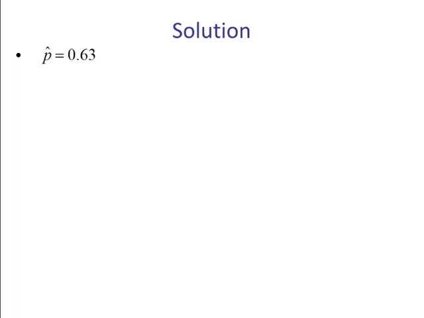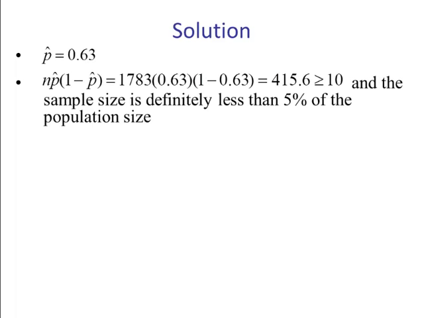Solution: p hat is 0.63 as we computed in the previous video. We need to check the requirements. n times p hat times 1 minus p hat is equal to 1783 times 0.63 times 1 minus 0.63, which gives us 415.6, which is larger than 10. And we also know that the sample size is less than 5% of the population size. Our population is all adults living in the U.S. Our sample size was only 1783.